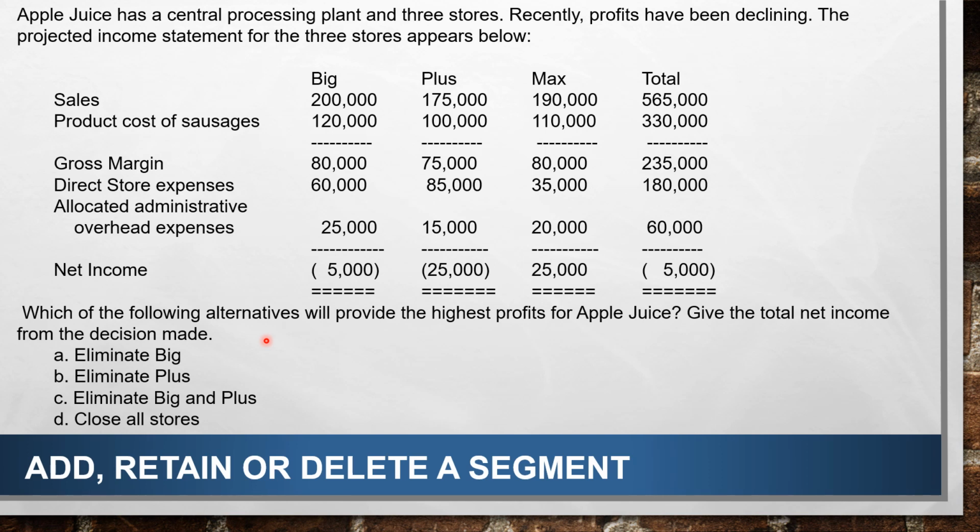So you have 3 options. Letter A, eliminate Big because it is a net loss. Letter B, eliminate Plus, again a net loss. Letter C, eliminate Big and Plus because they are both net losses. And letter D, close all stores because the company as a whole generated a net loss.